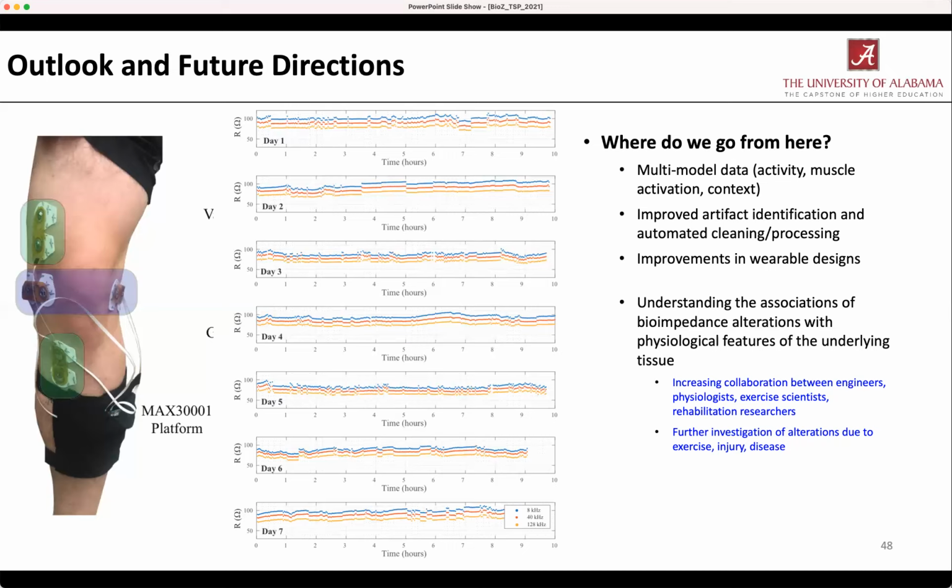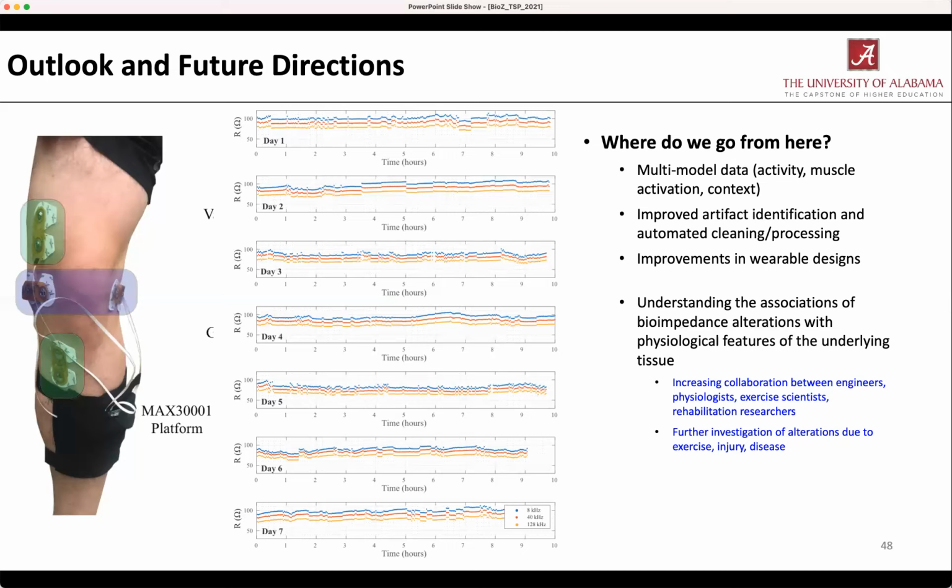And then for our group, as we think of skeletal muscle, really understanding what exercise intensity, type of exercise, injury, disease, what that does to the skeletal muscle and what we're trying to monitor through it. So really exciting field. I think there is so much exciting work to be done here.